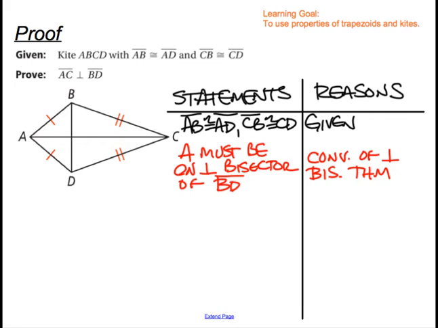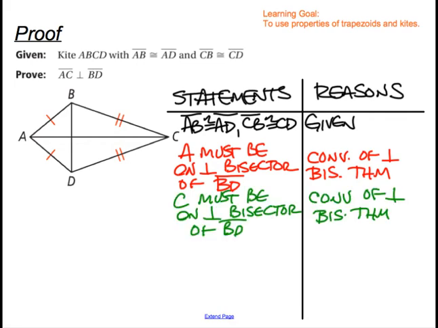Additionally, since CB is congruent to CD, we can say that C must also be on the perpendicular bisector of BD. Since both A and C are on the perpendicular bisector of BD, line segment AC must be the perpendicular bisector of segment BD. This causes AC to be perpendicular to BD.